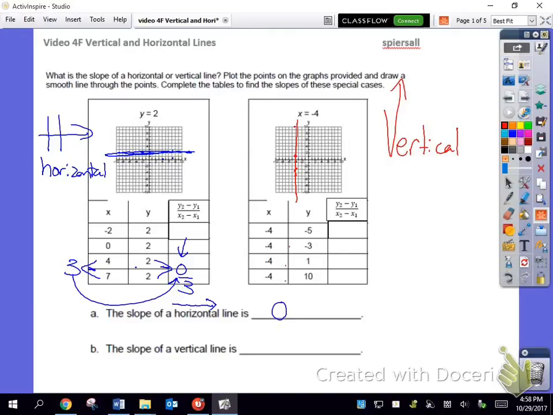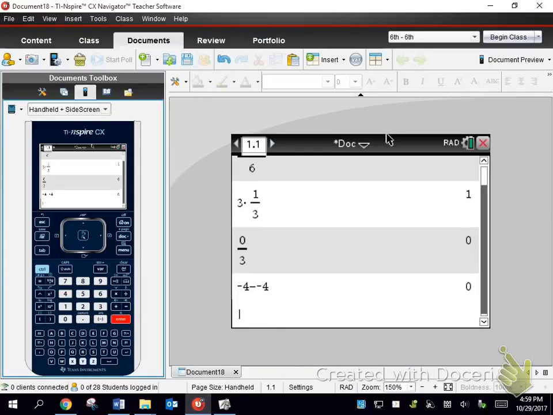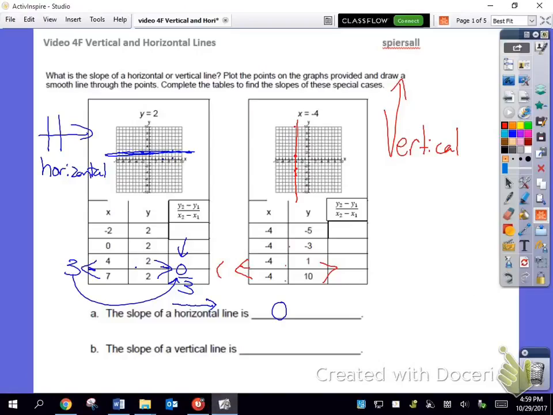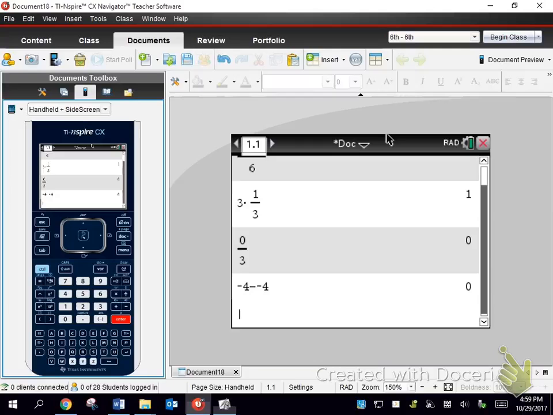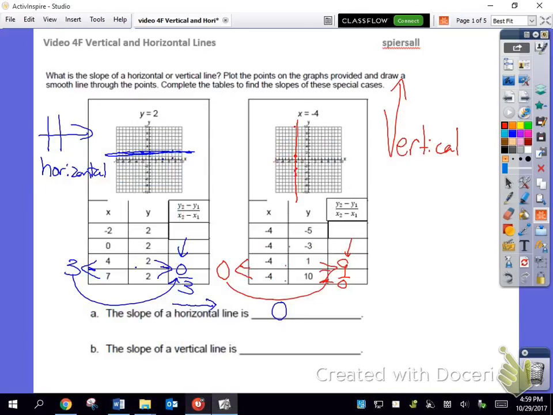goes up and down. Vertical line, when I subtract negative 4 minus a negative 4. Now some of you find this hard to believe, but negative 4 minus negative 4 is 0. When you subtract the same thing, you get 0. 10 minus 1 is 9. Now when I divide that, you have to enter from the top down. 9 divided by 0, you get undefined. So vertical line is undefined.